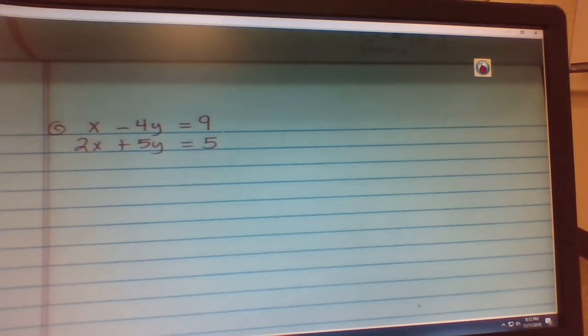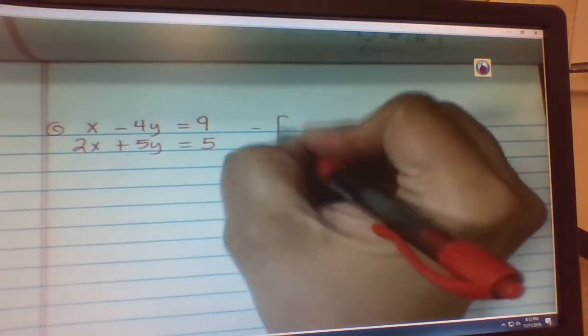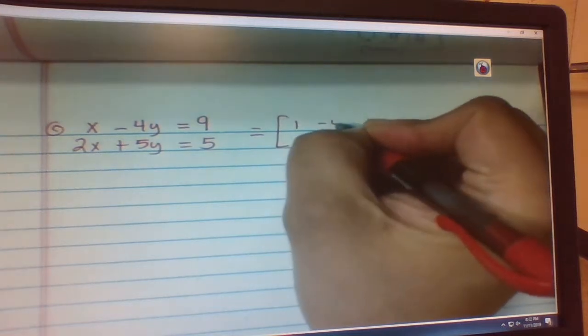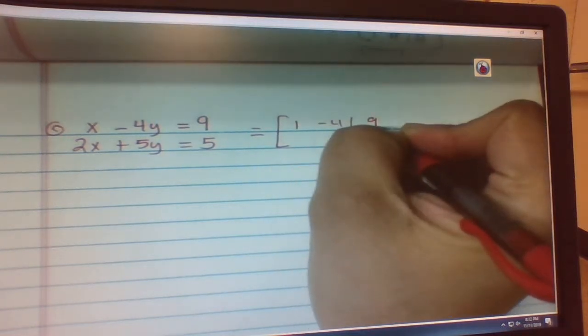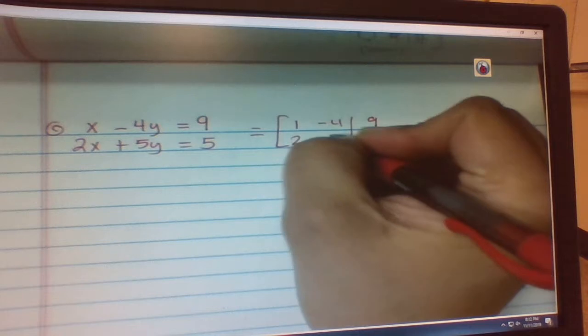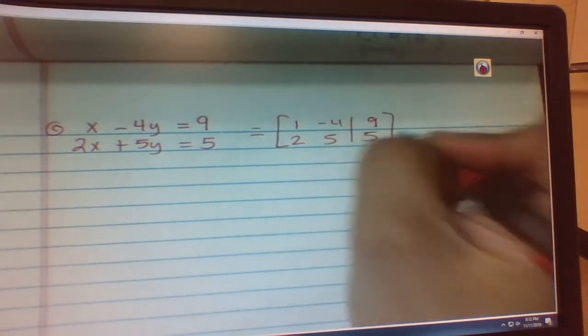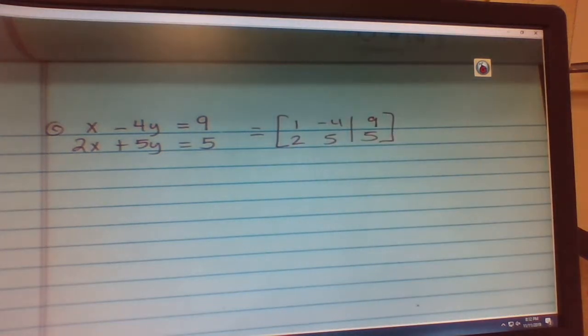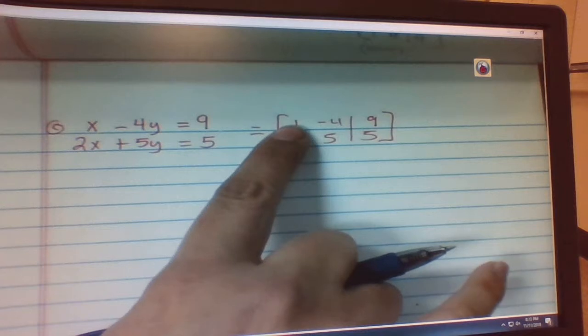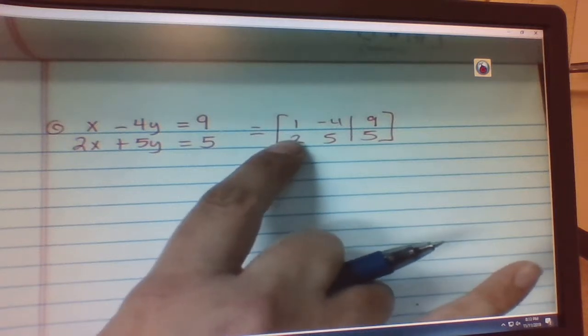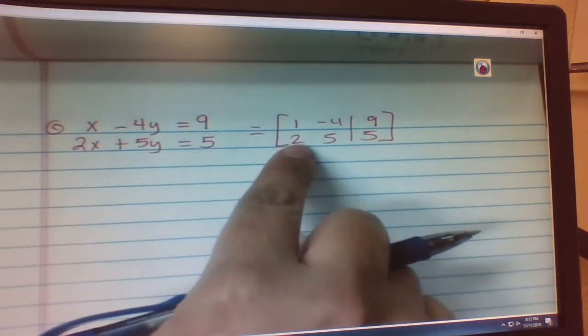Did you write it as a matrix? 1, negative 4, 9, and 2, 5, 5. Did you write down the first step that you would have to do? The goal is to make the 2 a 0. Very good. So this is already a 1. We have to make this a 0. So tell me the equation that would make that a 0.